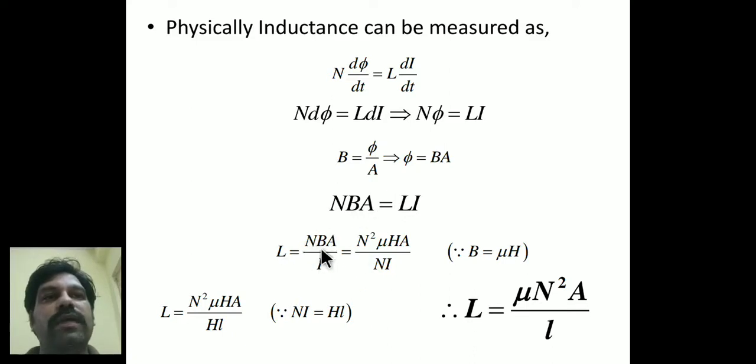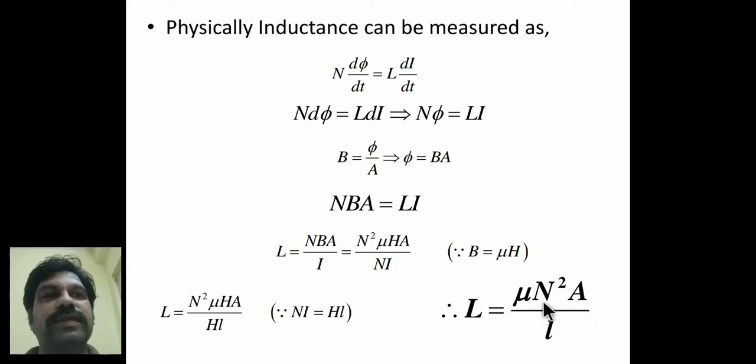We already know that B is equal to mu H. By substituting B is equal to mu H, we get N square mu H A by N into I, where we have divided and multiplied by N. Here N into I is nothing but the MMF. We have another formula, MMF is H into l. By substituting H into l, H gets cancelled. Therefore L is equal to mu N square A by l. This is the other formula for inductance if the physical parameters are known.